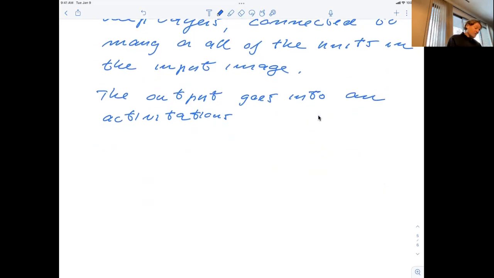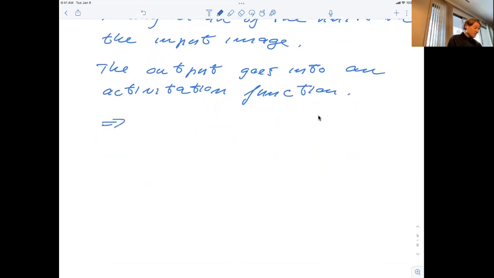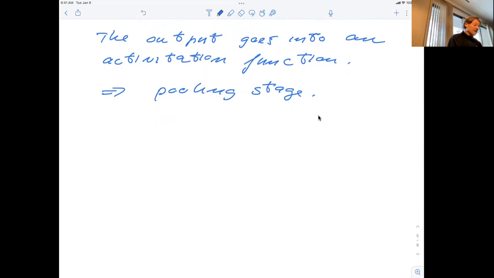So this goes into an activation function. So this is normally called the detection stage. So then after that, we have the final process, which is called the pooling stage. And let's take a look at what that actually means. So we can have, as I said, several convolutions in parallel with different filters. Then we send things through the pooling. And there's something which now is normally done in the pooling stage, which is called max pooling.